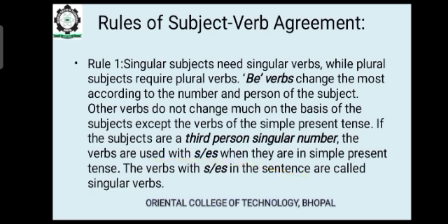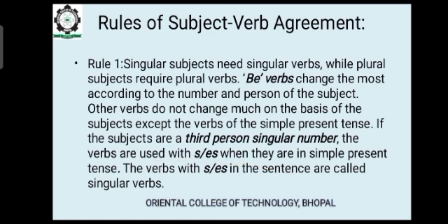Rules of subject-verb agreement. Rule number 1. Singular subjects need singular verbs while plural subjects require plural verbs. Be verbs change the most according to the number and person of the subject. Other verbs do not change much on the basis of the subjects except the verbs of the simple present tense.